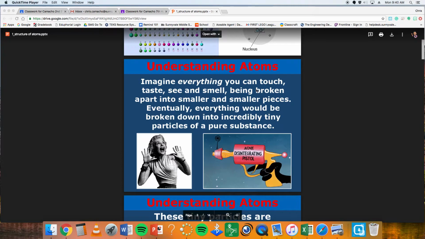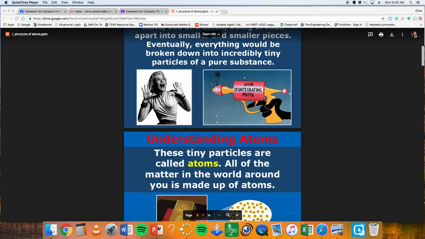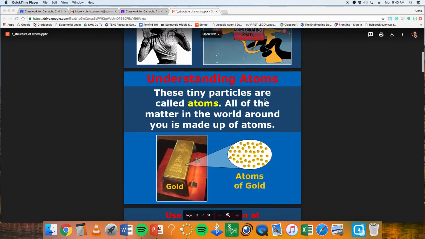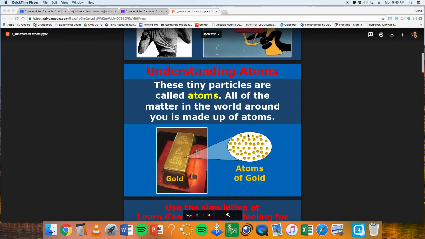Understanding atoms. Everything you can see, touch, it's all atoms. The chair you're sitting in, the pencil or pen you're holding, the desk or table that you're at, your hair, you, the computer you're using, everything's broken up into atoms. They make up everything.